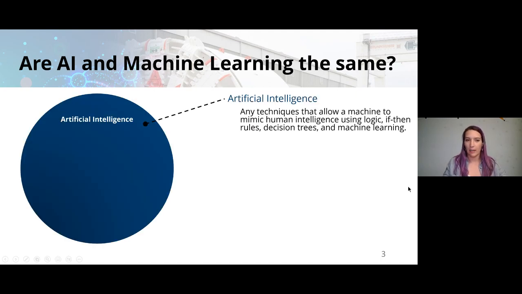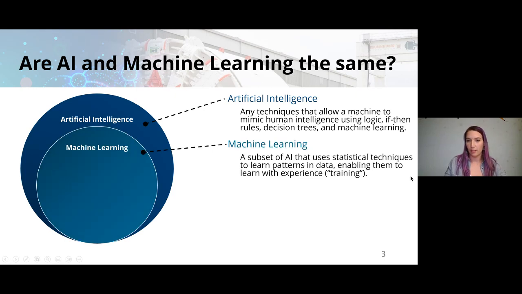So if we look at the entire field of AI, or artificial intelligence, this is any technique that allows a machine, or in this case, a computer, to mimic human intelligence. So this could be with logic, if-then statements, decision trees, and yes, machine learning. Any of those types of activities are all considered AI. Within that, we have the field of machine learning. So this is a subset. It uses statistical techniques in order to learn patterns in data and therefore learn with experience. And this is called training. I'll give a more specific example in a little bit. So basically, machine learning is anytime you give a program a set of data to learn from.